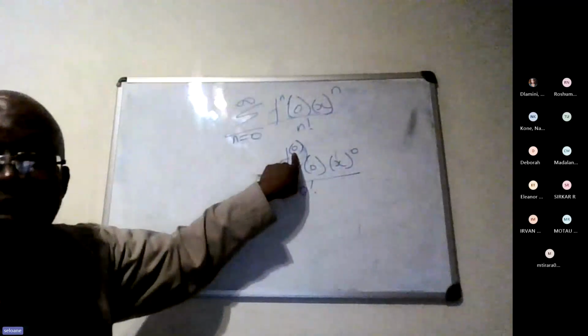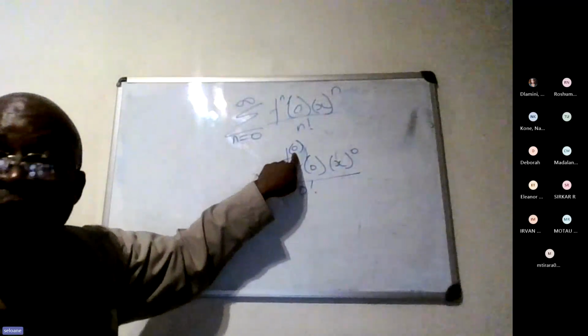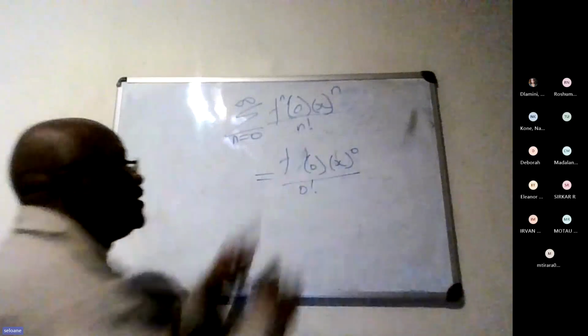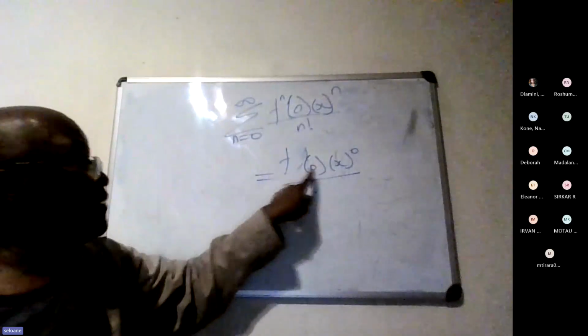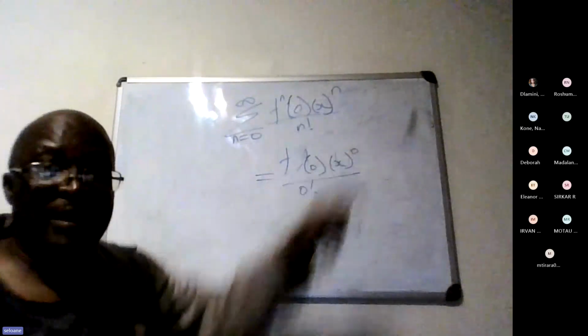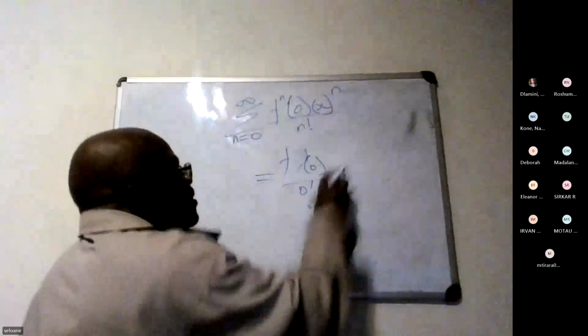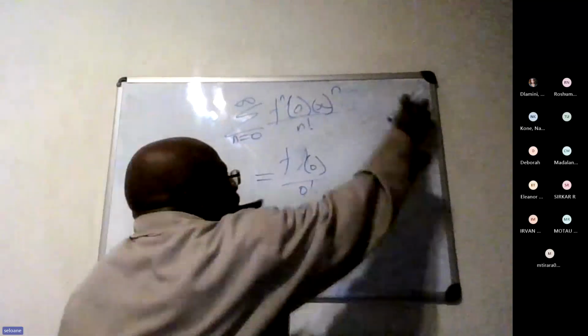From there, because this is just like this, we don't have to differentiate. It will be your function evaluated at 0, then x exponent 0 is just 1. Then what is 0 factorial? What is 0 factorial?